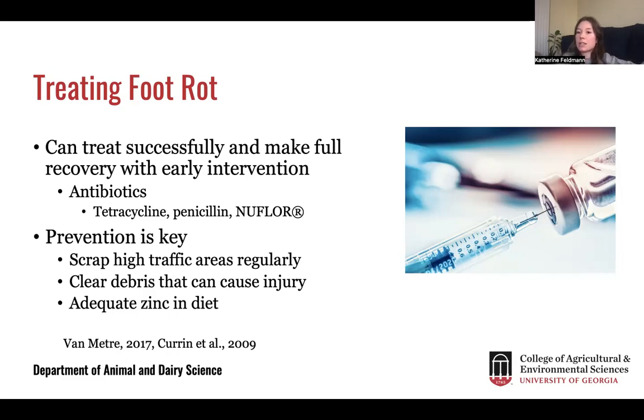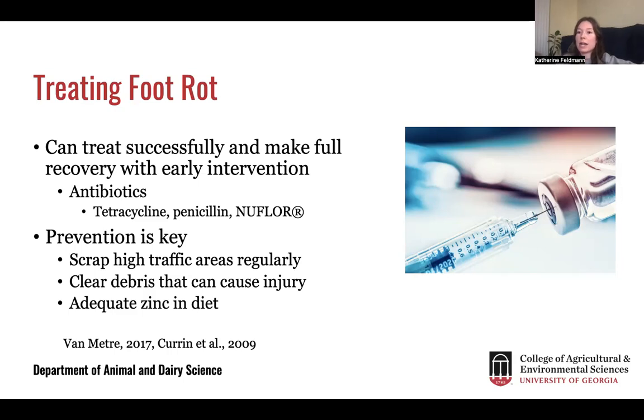But of course, as it is with a lot of diseases that occur in cattle, prevention is key. So making sure to scrape the high traffic areas regularly. We want to keep that manure, those muddy conditions down as much as possible, so animals are not trudging through conditions that are going to carry bacteria and that pathogen. Making sure to always keep an eye out and clear debris that can cause injury to that hoof skin junction. So things like sharp rocks, nails, posts, or bits of fencing come loose, animals can step on that. So just making sure that's not in the pasture or the pen.